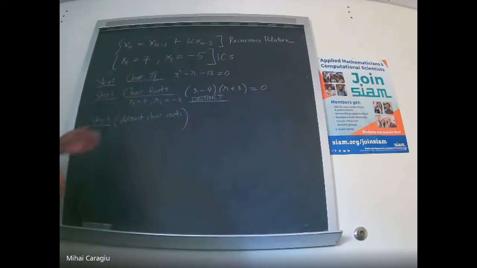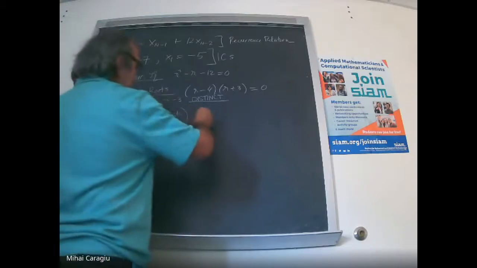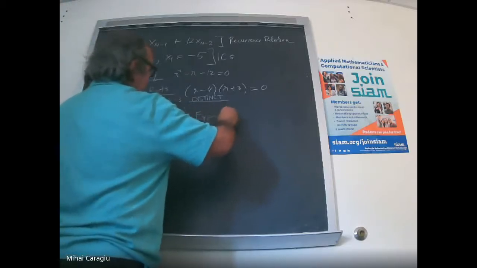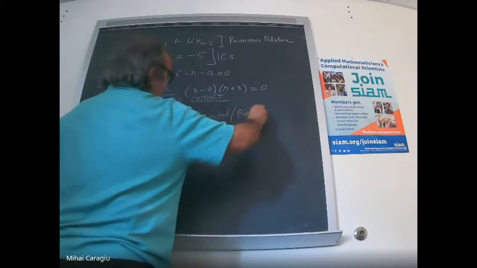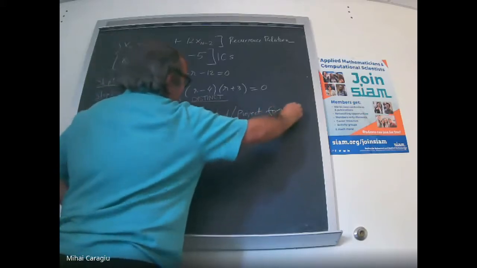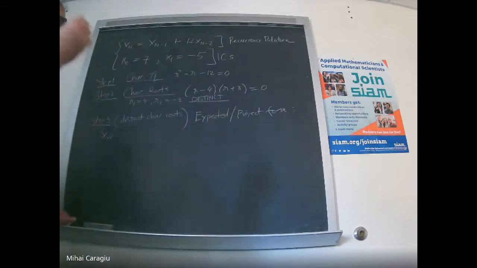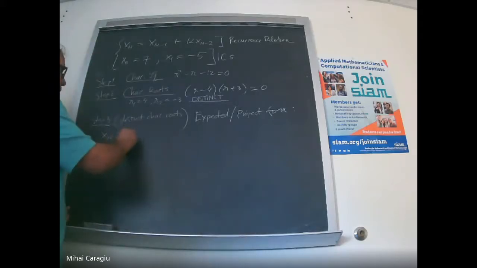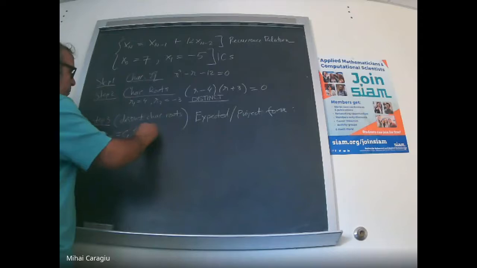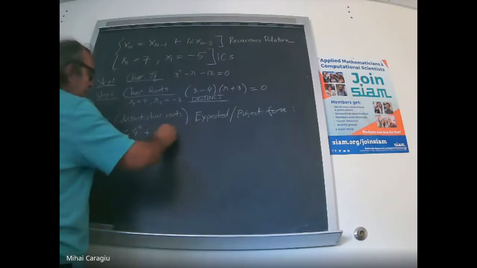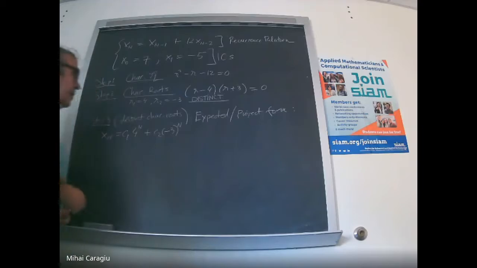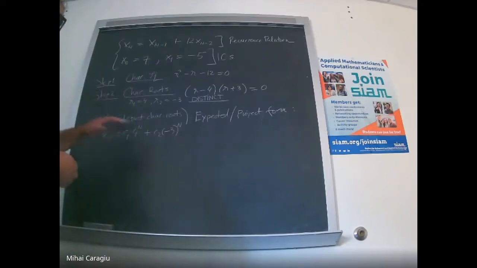So based on the fact that the characteristic roots are distinct, the expected or projected form of the sequence is: xn is a linear combination of the n powers of the characteristic roots. So it's c1 times 4 to the power n plus c2 times minus 3 to the power n. So we expect the sequence to be of this form. The only things we don't know are the constants c1 and c2.